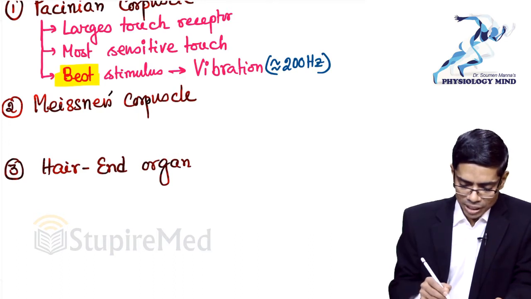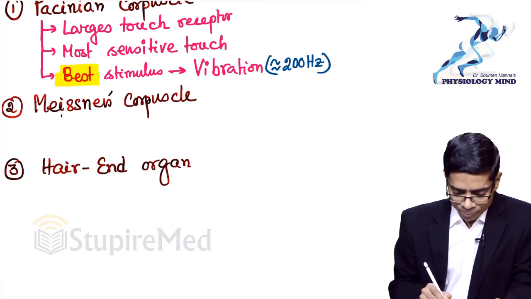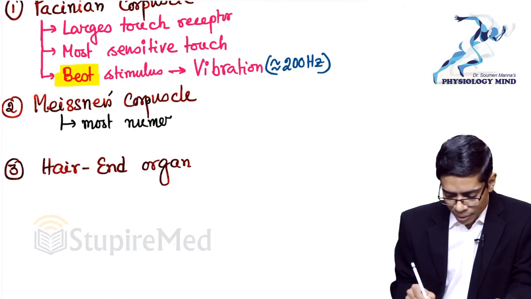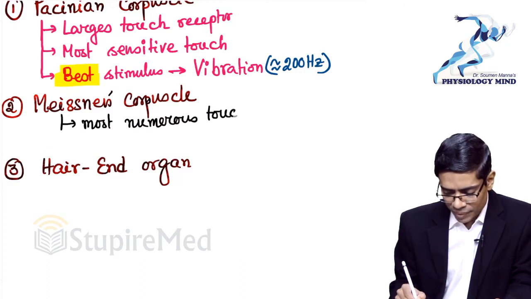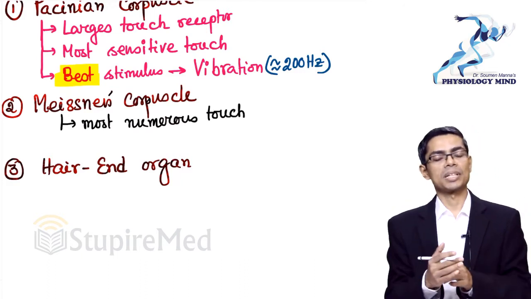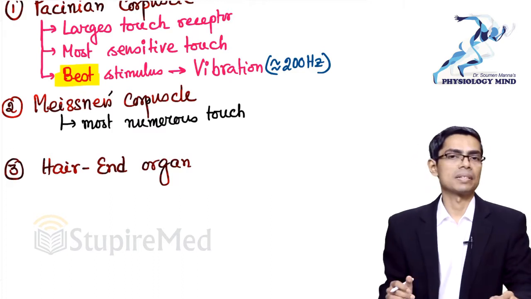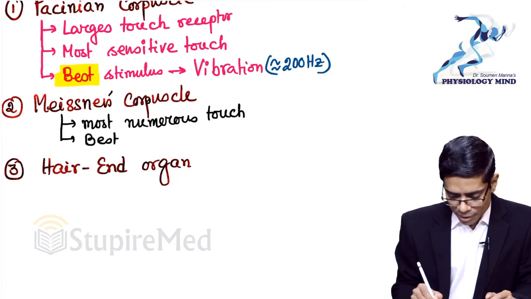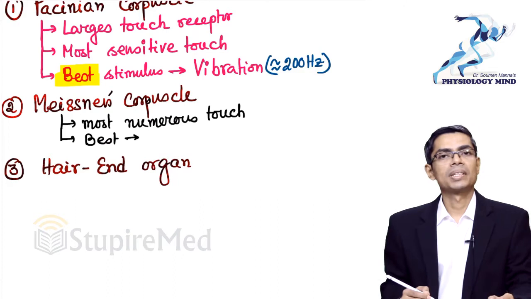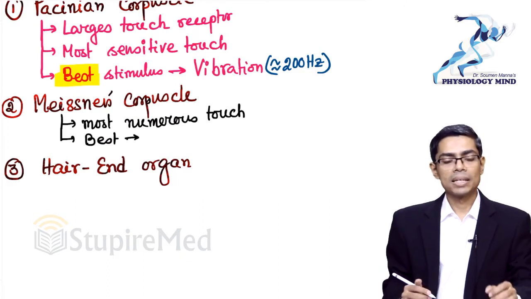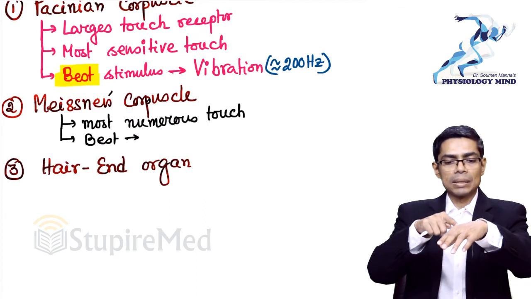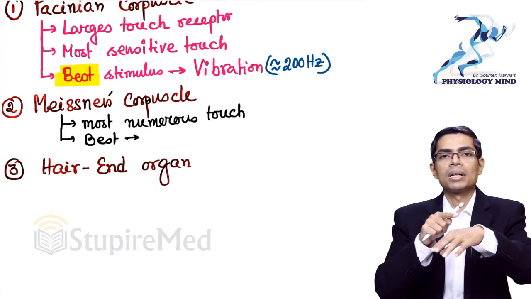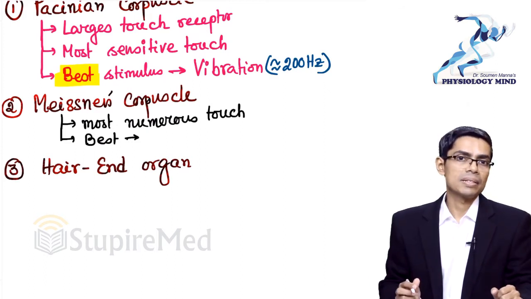Now number 2, Meissner's corpuscles. What are the special points I should remember here? Number 1, this is the most numerous touch receptor in our body. Most numerous means the maximum number of touch receptors present in our body are the Meissner's corpuscles. Now what is the best stimulus for this Meissner's corpuscle? Answer is movement. Means if you move your finger over your skin, you can easily understand even if your eyes are closed.